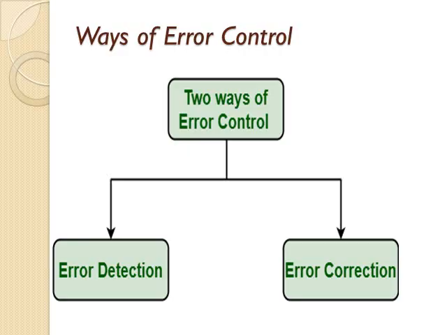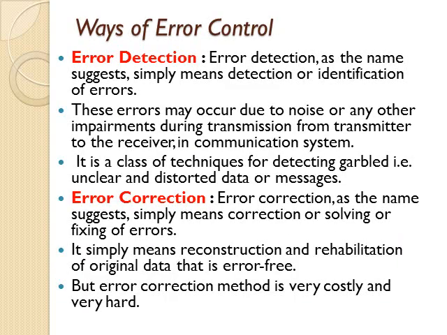Ways of error control. There are two ways of error control. One is the error detection method and the other is the error correction method. Error detection method, as the name implies, is just the detection or identification of errors. These errors may occur due to noise or other impairments during transmission from the transmitter to the receiver in a communication system. Error correction method, as the name suggests, means correction or fixing of errors. It means reconstruction of the original data that is error free. But the error correction method is very costly and very hard.